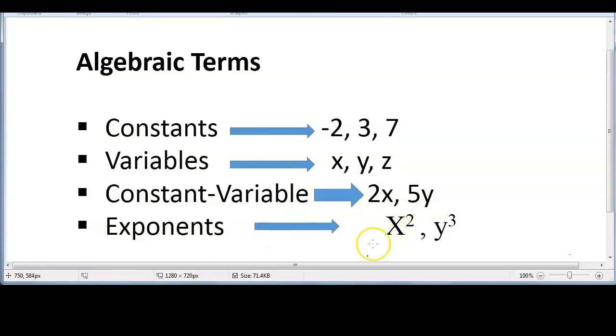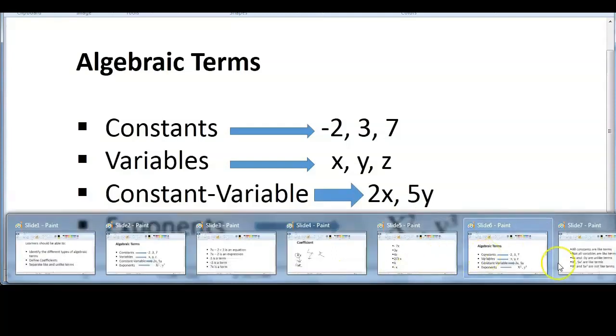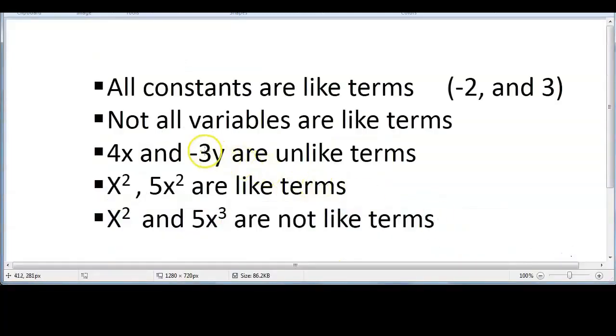Okay, now to get the like terms and unlike terms, we need to follow the following rules. For example, all constants are like terms. -2 and 3 are like terms. Why? Because they are all constants. But not all variables are like terms. X and x are like terms, but x and y cannot be like terms.